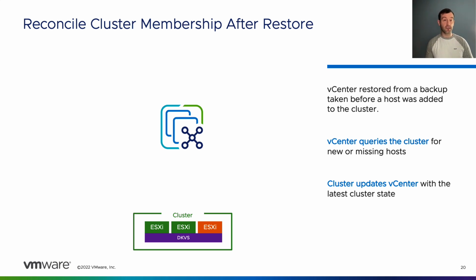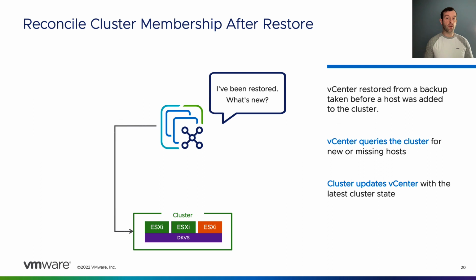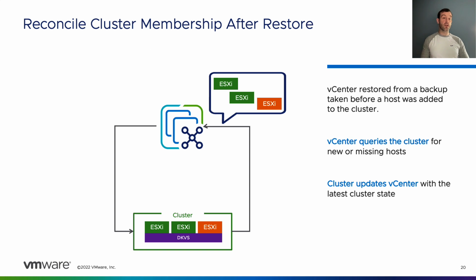So it's essentially gone back in time, and it's going to come online and it's going to kind of question to the cluster, you know, I've been restored, what's new? Because at this point in time, it has no awareness of that 3rd ESXi host. So the distributed key value store will reconcile that missing information with vCenter and allow vCenter to update its own records with the most up-to-date and correct cluster state information. So that's an example of how the distributed key value store will work in operation.